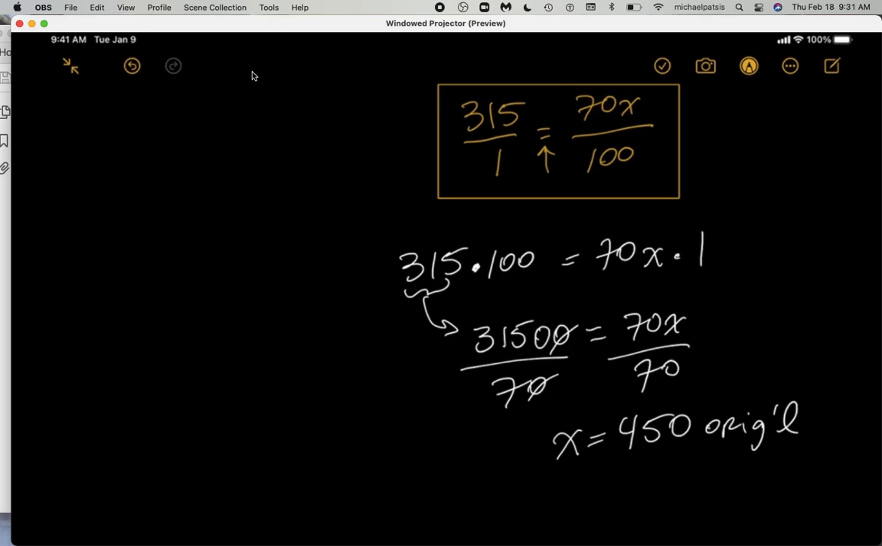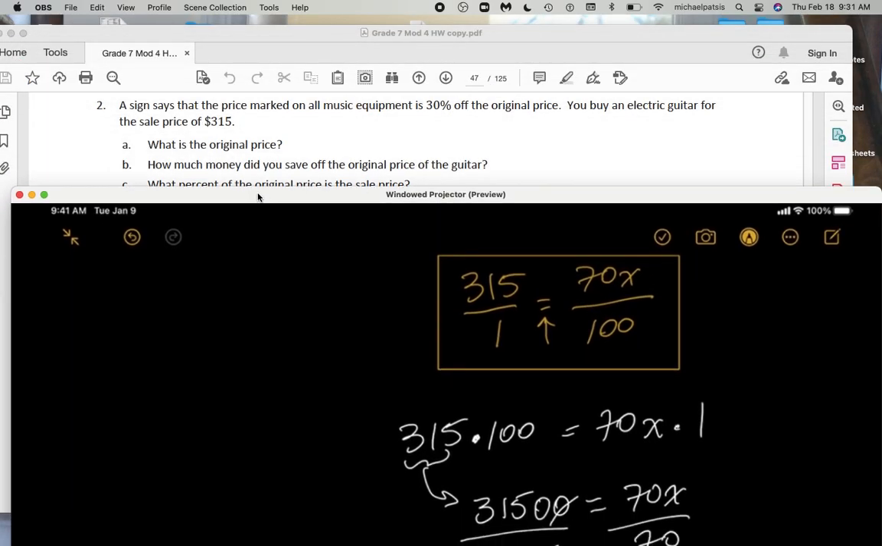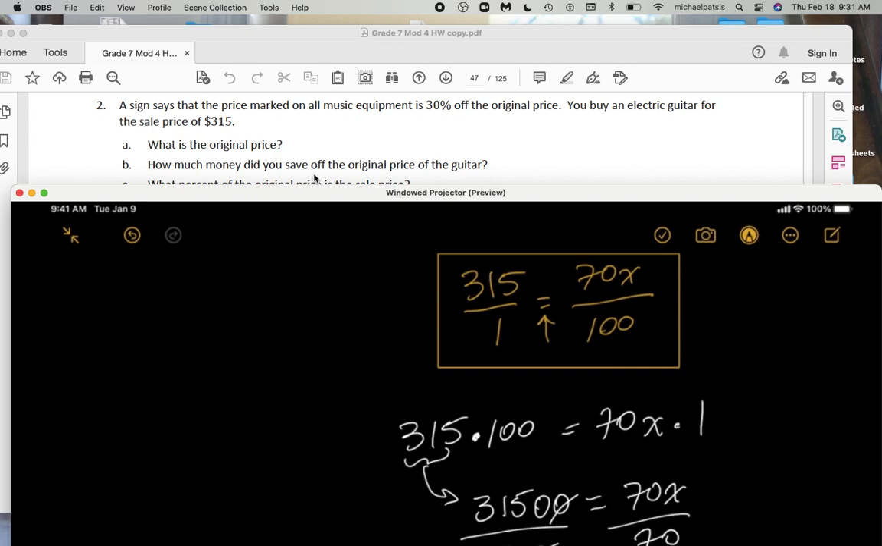Okay, let's go back up here. I remember this was a multi-part question. How much money did you save off of the original price? Okay, so now we have the original is 450. The final, remember I put the bigger number on top. The final, or the sale, recall, was 315.